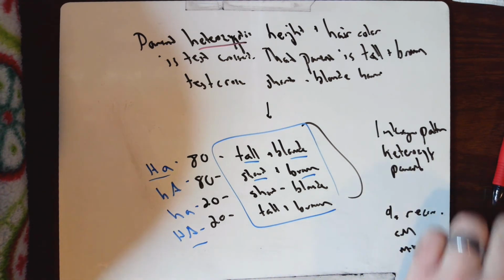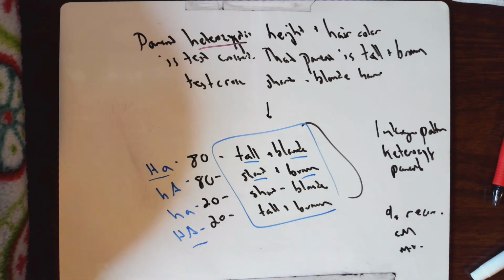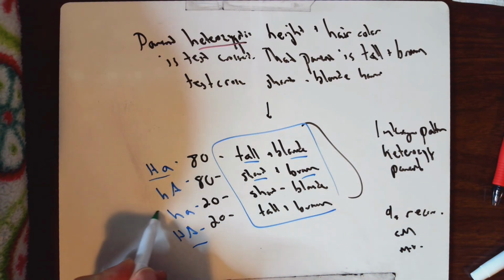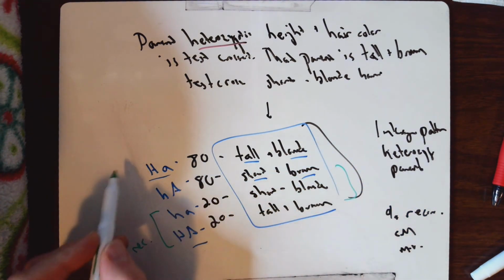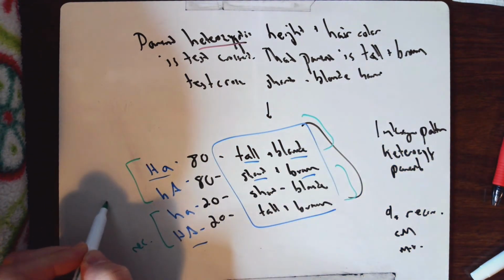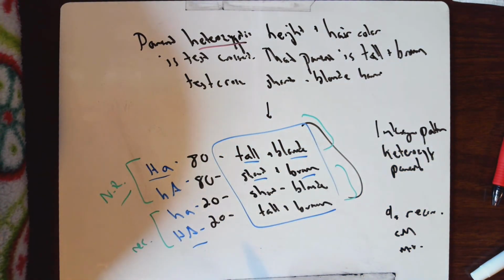That's step one. Step two is identifying the non-recombinants and the recombinants. Well, remember, recombination is always rare. So the recombinant offspring, or the recombinant gametes, are always going to be the smaller number. So these are your recombinant offspring, making these your non-recombinant offspring.